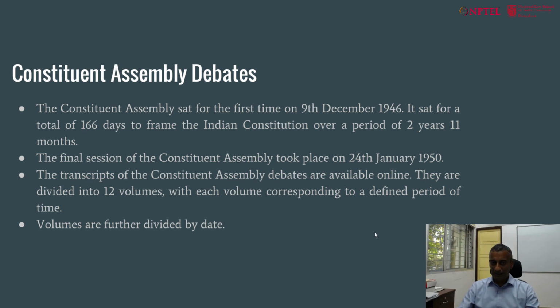I mentioned earlier that the transcripts of the Constituent Assembly are well preserved, available in print and online. They're divided into 12 volumes, and each volume focuses on a specific time period that you may be interested in. Volumes are further divided by date, so each unit of the debate is a date on which these debates occurred. So this is the overall description of the Constituent Assembly debates.